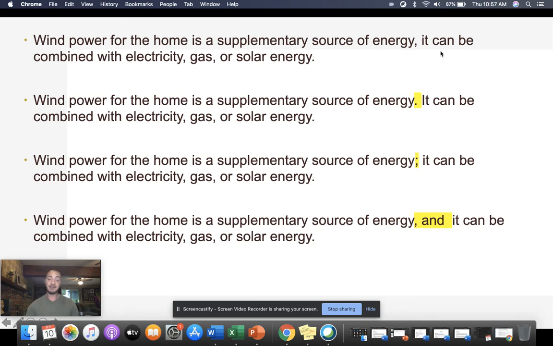So here's a couple of different ways to fix this. We can put a period in between the two independent clauses, making them two separate sentences. These ideas are closely related enough that instead of a period, we can use a semicolon. And you would use a semicolon instead of a period when you want to emphasize the connectivity between the two ideas. Or a third way is that we can write a compound sentence, keep these sentences the same, and this time add a comma and a FANBOYS word or coordinating conjunction. In this case: Wind power for the home is a supplementary source of energy, comma, and it can be combined with electricity, gas, or solar.